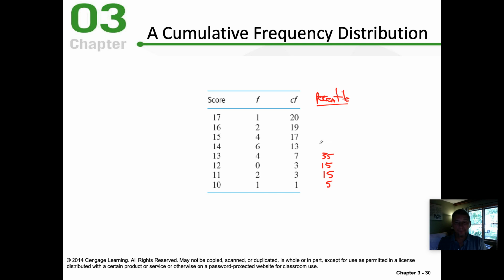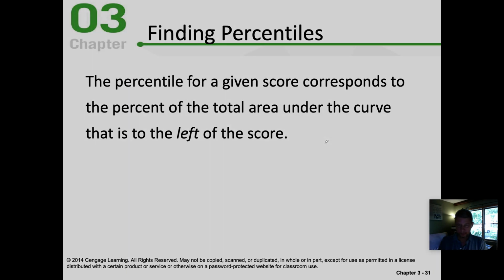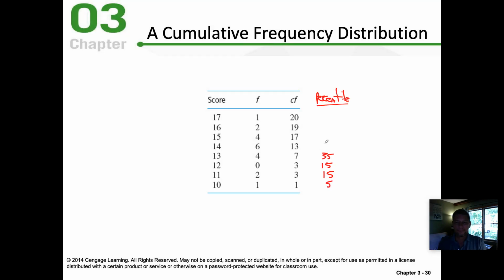13 divided by 20 times 100 is going to be 65. 17 divided by 20 times 100 is 85. And then 95, 19 divided by 20 times 100. And then 20 divided by 20 times 100 is 100. All right. And another clue is that this top number, the percentile for the highest score, should be in the 100th percentile. It should be 100. Okay. So that's how to calculate a cumulative frequency and a percentile.